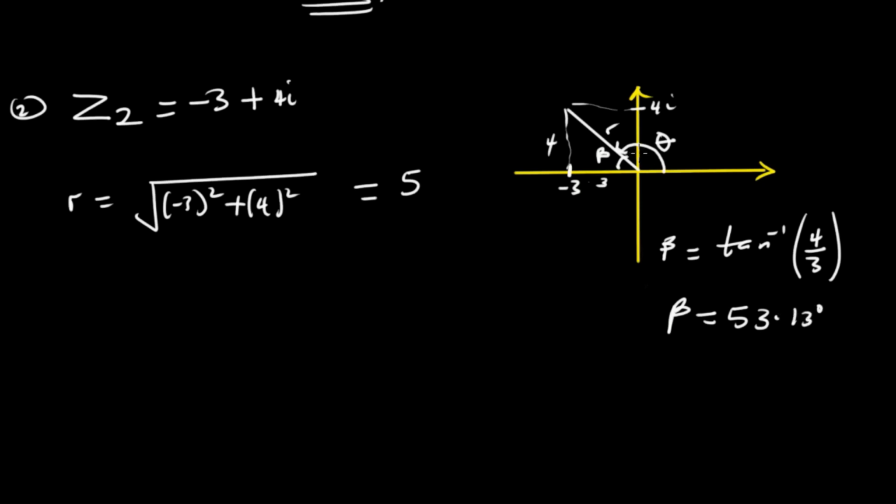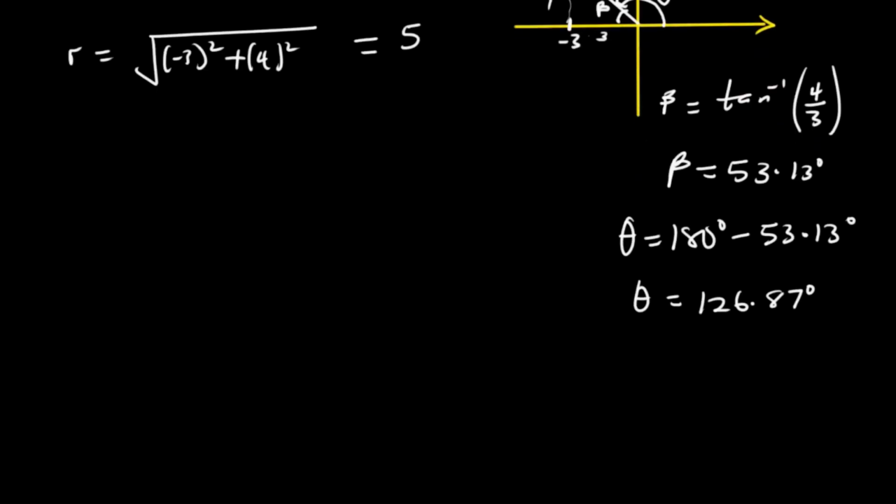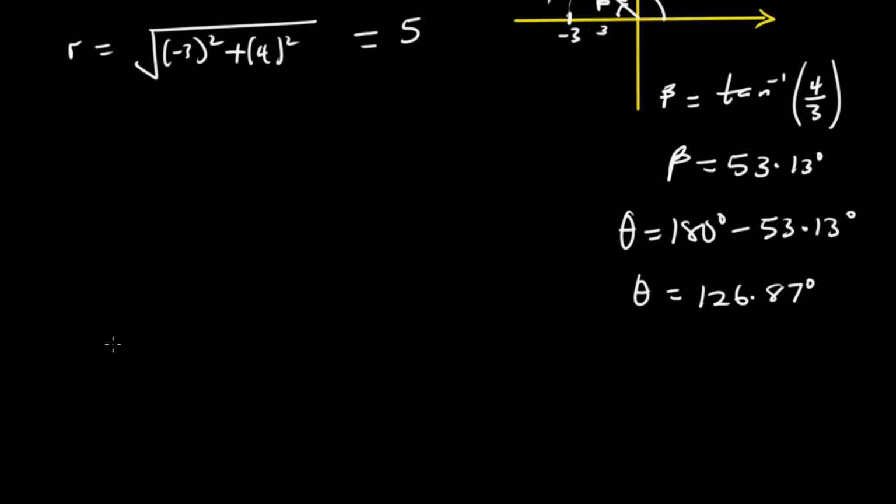And now if I'm to find angle theta, don't forget that the sum of angles on a straight line is 180 degrees. So finding angle theta, we're going to have theta to be equal to 180 degrees minus 53.13 degrees. And now I have my theta to be equal to 126.87 degrees. So having found theta, we can now write our complex number in polar form. So we have z2 to be equal to r. So r in this case is 5.